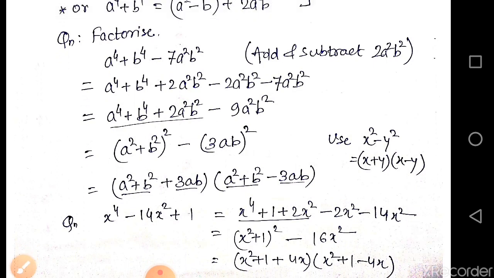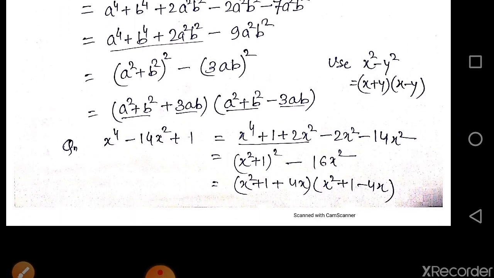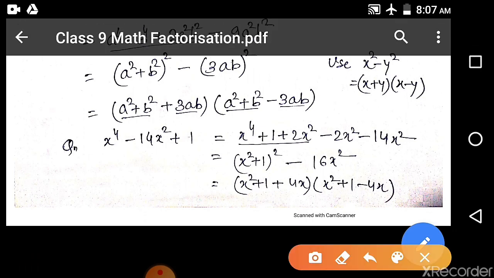Now see, the next question we have: x to the power 4 plus 14x square plus 1. Here we also introduce 2x square. See, we have x to the power 4 and we have 1. So that means this one is x square whole square. So this x to the power 4 can be taken as the first term and 1 as the second term.